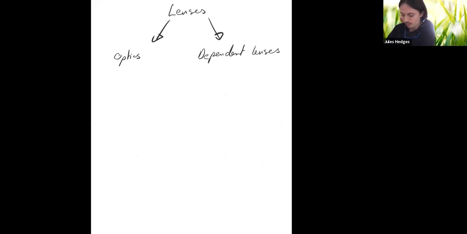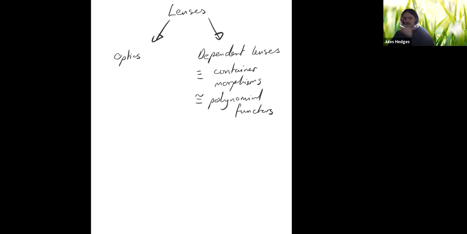So there are two different generalizations of this in use. One of these is called optics, and one is called dependent lenses. Well, it goes by several names. Dependent lenses are the same thing on the nose as container morphisms, which happen to be isomorphic to polynomial functors. So the right-hand one is kind of obvious.